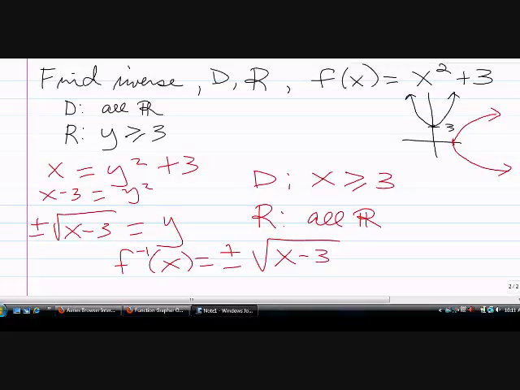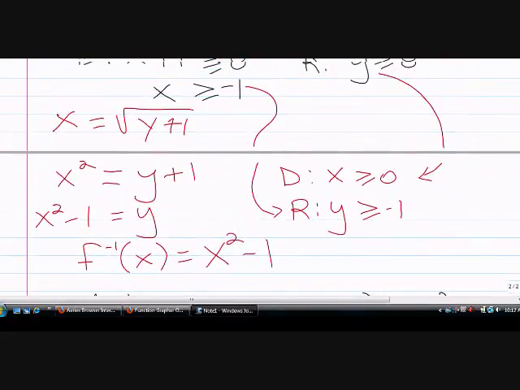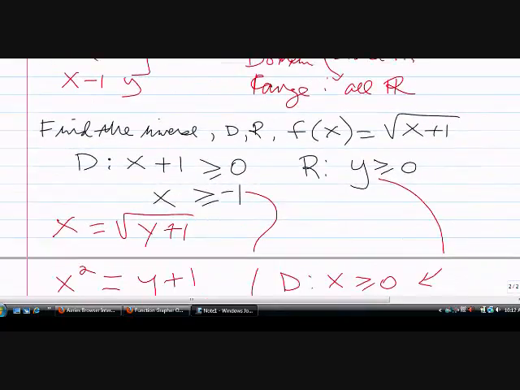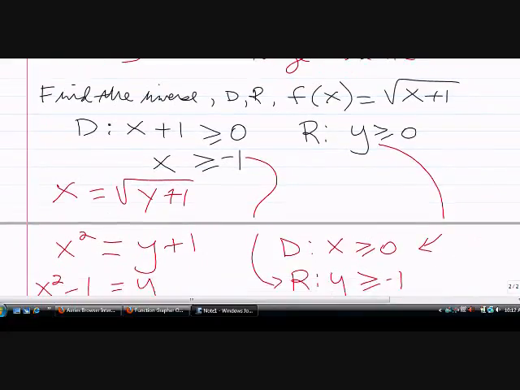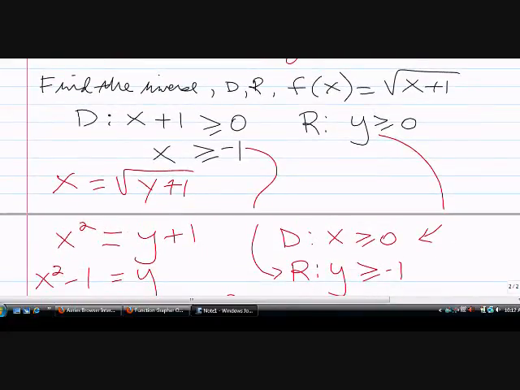If the original function is a quadratic, the inverse is not going to be a function. Okay? If the original function was a square root, then the inverse ends up being a function. But kind of like I showed on the board a little bit earlier, it ends up only being half a function in this restricted domain.